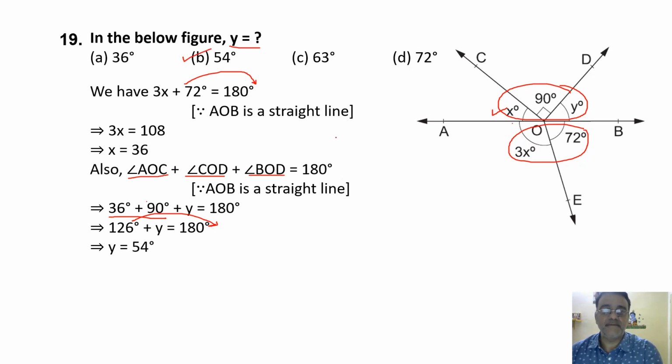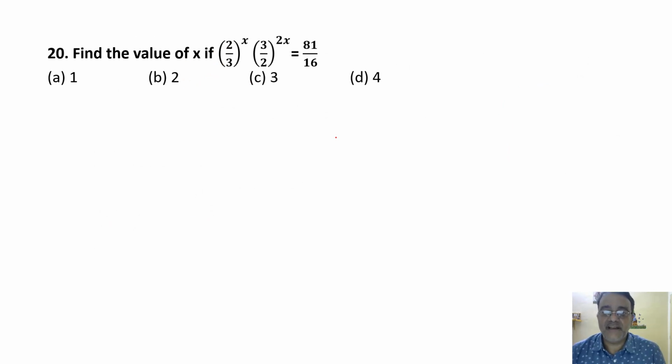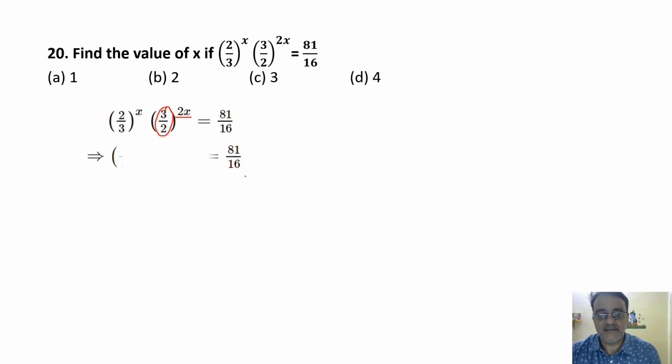Option B, sir. Right. So now we are moving toward question number 20. Find the value of x if (2/3) to the power x into (3/2) to the power 2x is equal to 81 upon 16. Right. So सबसे पहले हम लोग क्या करेंगे, इसका रेसिप्रोकल लेंगे. If we take the reciprocal of this one, this will become minus.